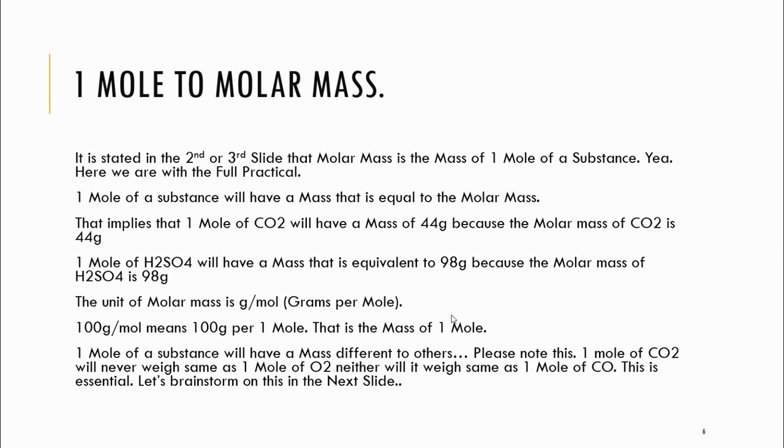Now, the relationship between mole and molar mass, although I've explained this before. Molar mass is the mass of 1 mole of a substance. If the mass of CO2 is 44, then 44 grams is the molar mass of CO2. CaCO3 is 100 grams per mole. In fact, the unit of molar mass is grams per mole, which means the mass of 1 mole. So 2 moles of CaCO3 will be 200 grams. 5 moles of CaCO3 will be 500 grams. 2 moles of CO2 will be 88 grams. That's the idea.